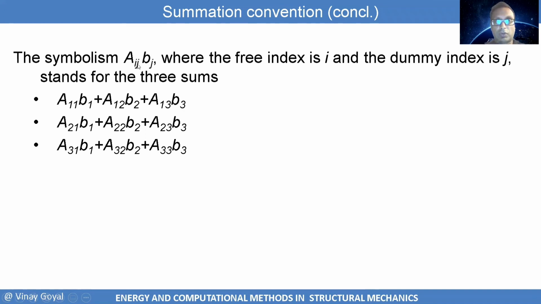Now, it's summation over j from 1 through 3, and that's why you get A11 B1 plus A12 B2 plus A13 B3. You can see here j is repeated, and that's why that worked out that way for the first equation. For the second equation, i is 2, so I have A21 B1 plus A22 B2 plus A23 B3, and then I have A31 B1 plus A32 B2 plus A33 B3.